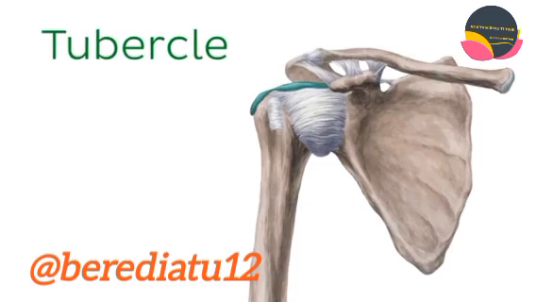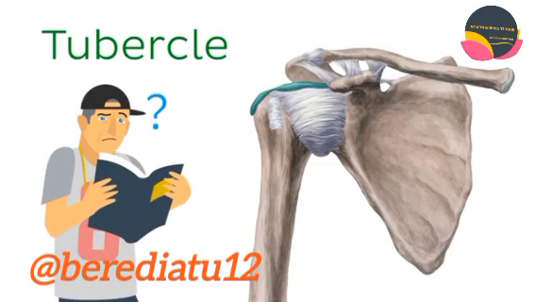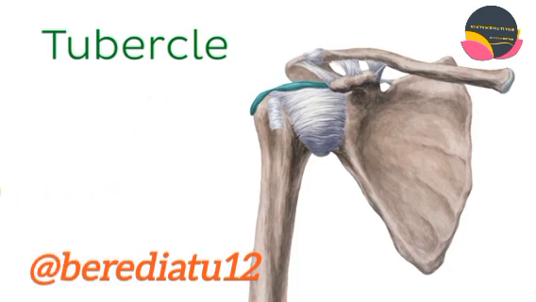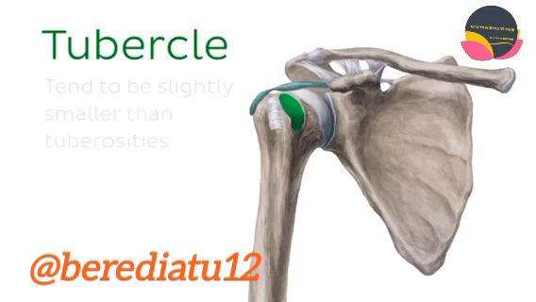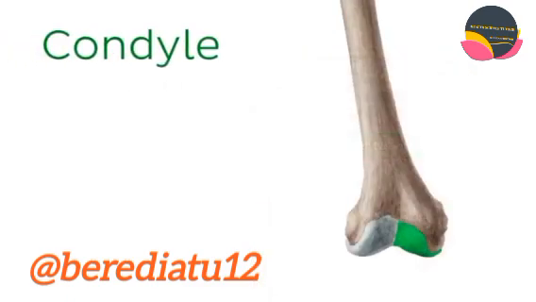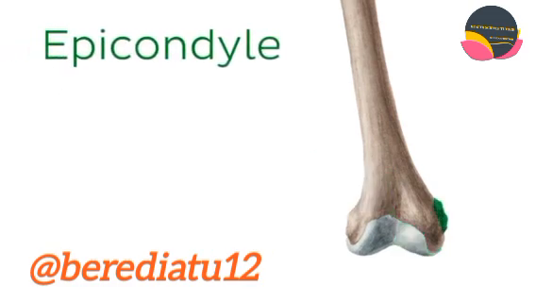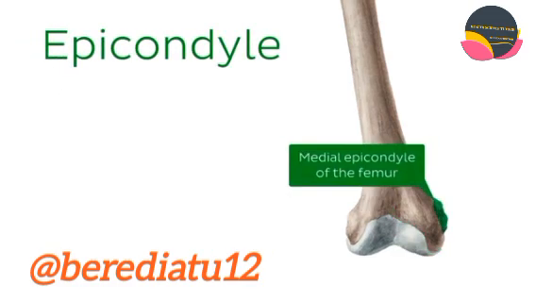A tubercle is a similar kind of landmark. What's the difference between a tuberosity and a tubercle, you ask? Well, to be honest, not much. Both have a similar appearance, however, tubercles tend to be slightly smaller than tuberosities, but it's not really a hard or fast rule. Our next term of interest is condyle, which is a round articular process such as the medial condyle of the femur. They are often flanked by non-articular processes known as epicondyles.